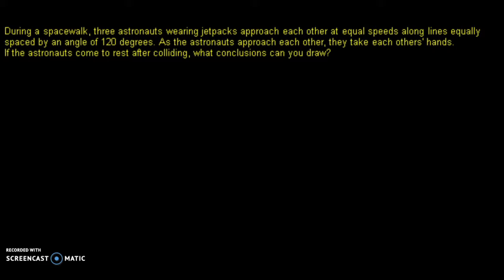So whereas we covered elastic and inelastic collisions in our previous videos, we're off to the topic of completely inelastic collisions. To understand this concept better, let's take a look at an example. During a spacewalk, three astronauts, wearing jetpacks, approach each other at equal speeds along equally spaced lines at an angle of 120 degrees. As the astronauts approach each other, they take each other's hands. If the astronauts come to rest after colliding, what conclusions can you draw?